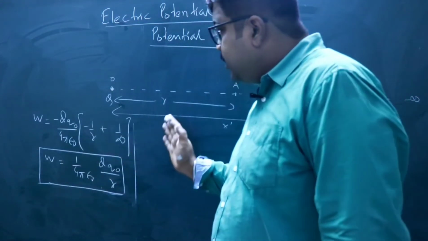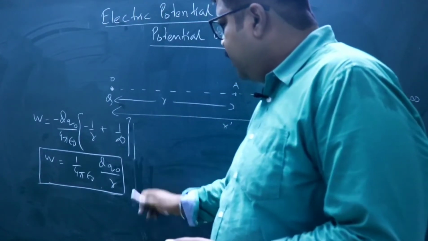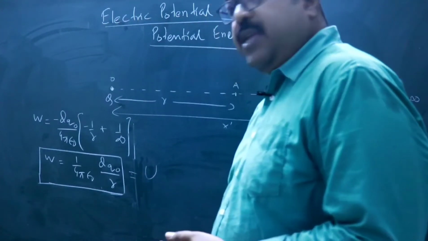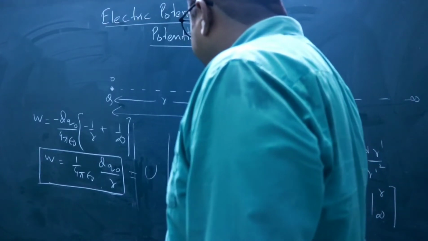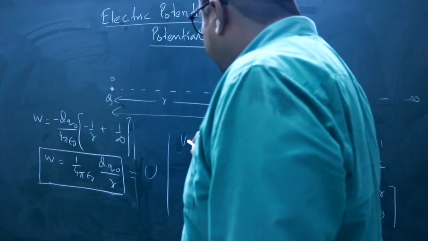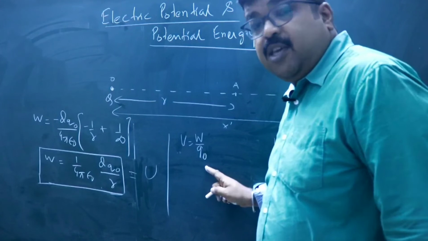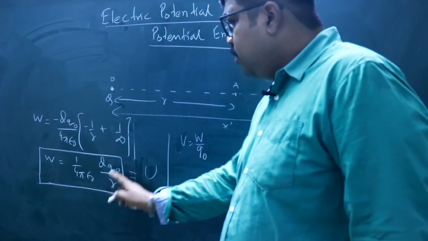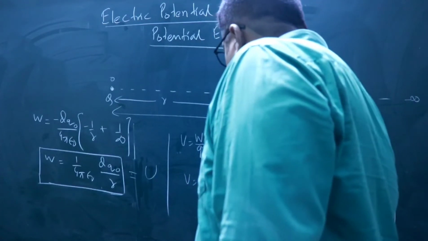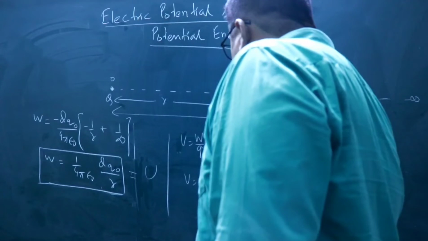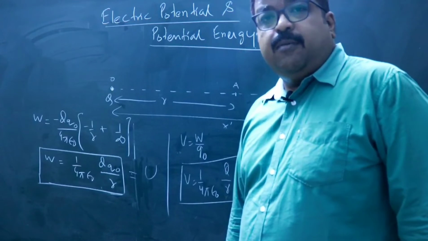Now this work done gets stored in the system as electrostatic potential energy, so this is also the expression for electrostatic potential energy U. And how do you define electric potential or electrostatic potential? Electrostatic potential is defined as work done per unit charge. So V is equal to work done divided by q naught. The q naught gets cancelled, so we have V is equal to 1 by 4 pi epsilon naught q by r. This is the expression for electric potential due to a point charge.